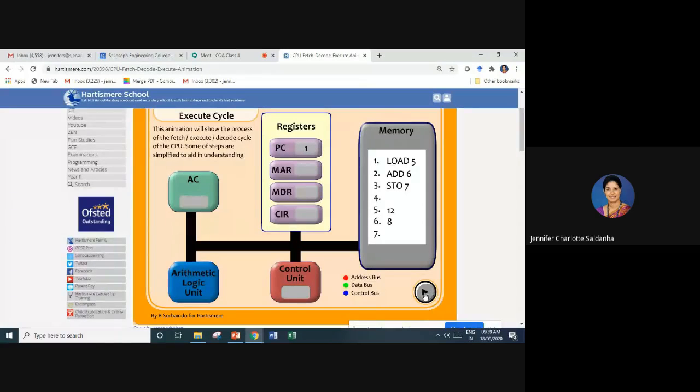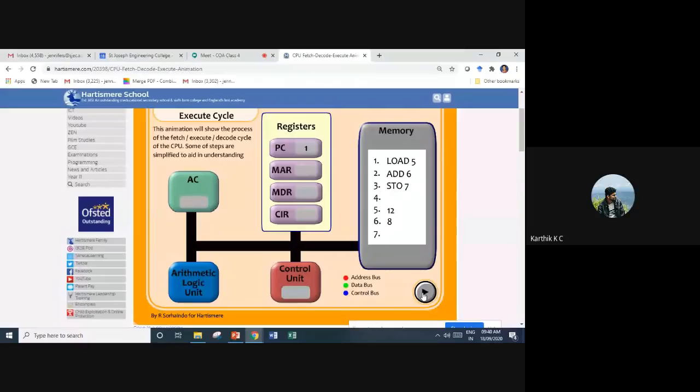Then I'll start. What is the next task, anyone? What is the next step? The program counter is already having the address of the first instruction to be executed, that is load 5. What is the next step? Anyone?